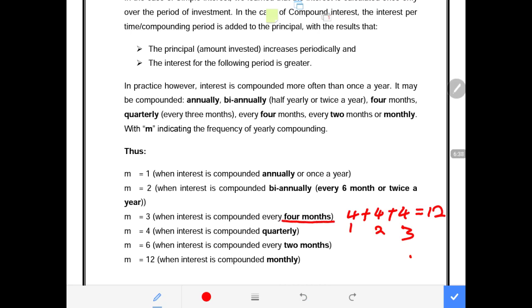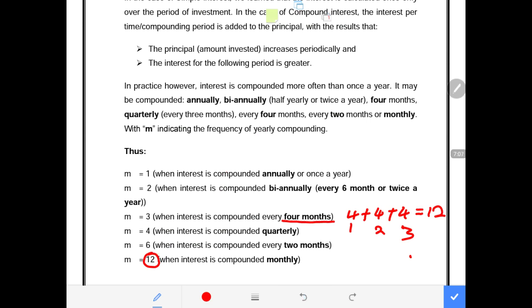Then the last compounding period is when the interest is compounded monthly. That means each and every month we earn interest, and that interest will be added back to the capital that we have invested each and every month. So now that will mean the interest is compounded monthly, meaning our M will be a yearly compound of 12 times.